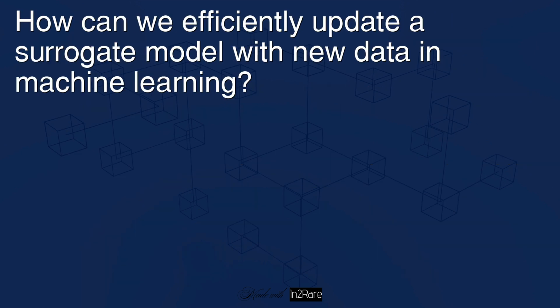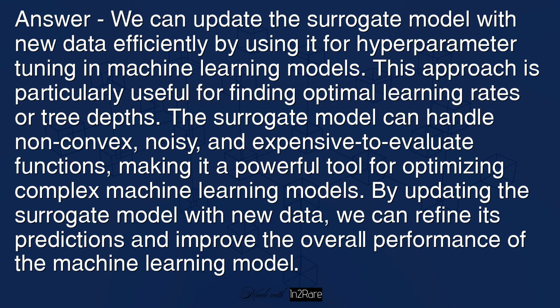How can we efficiently update a surrogate model with new data in machine learning? Answer: we can update the surrogate model with new data efficiently by using it for hyperparameter tuning in machine learning models. This approach is particularly useful for finding optimal learning rates or tree depths. The surrogate model can handle non-convex, noisy, and expensive to evaluate functions, making it a powerful tool for optimizing complex machine learning models. By updating the surrogate model with new data, we can refine its predictions and improve the overall performance of the machine learning model.